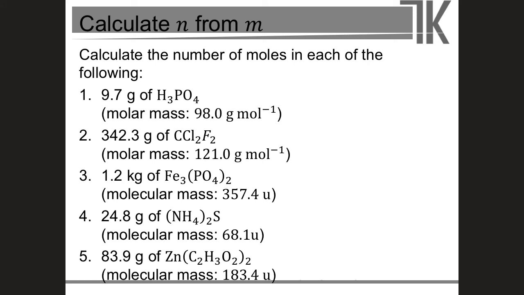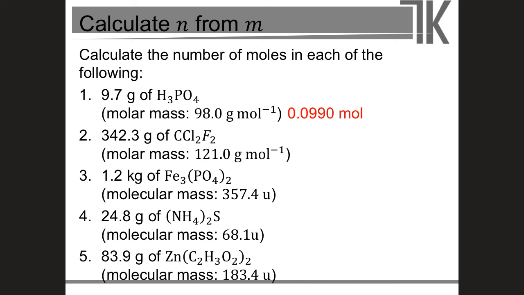This set of questions is exactly opposite of our last set, so it's calculating the number of moles from the mass given, and notice that the molar mass or the molecular mass is given. So again, pause the video, give the first question a try, display the first answer, then pause the video, give the second question a try, until you feel comfortable with these. Once you feel comfortable with these, move on to the next set of 5 questions. Pause the video now. So question 1, we should have 0.0990 moles.